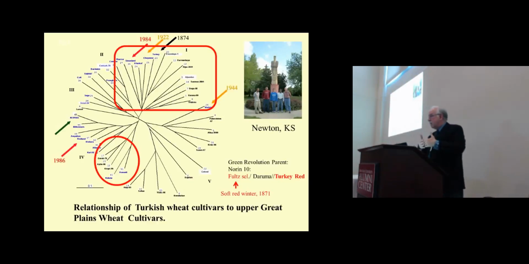Now, again, talking about germplasm flows. Are any of you familiar with the Green Revolution? Ever heard that name? Ever hear Norm Borlaug? Okay. The source of the semi-dwarfing genes was a wheat coming out of Japan called Norin 10. What's the pedigree of Norin 10? And again, I want to highlight germplasm exchange. The pedigree is Fultz. That's a soft red winter wheat released in 1871. Crossed to Daruma. That's a Japanese wheat with all the semi-dwarfing genes. What's the last parent? Turkey red. 50% of Norin 10 is the Great Plains Turkey red.